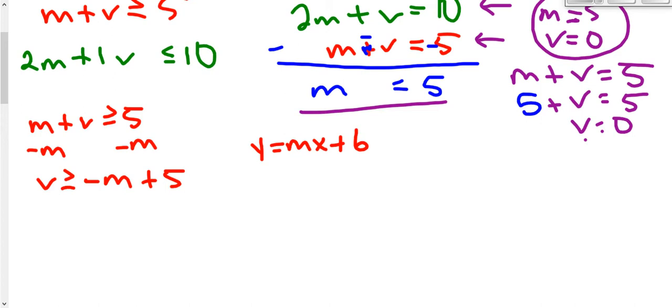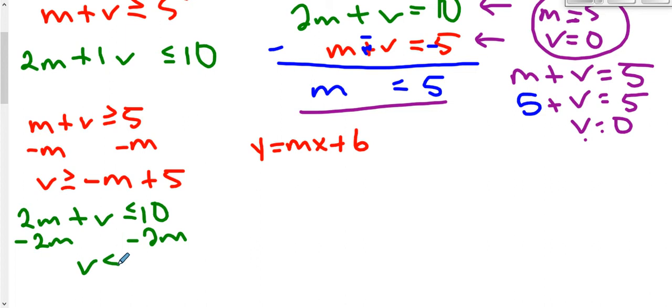I'm going to do the same thing for my other equation. 2m plus v is less than or equal to 10. I'm going to get v alone, so I'm going to subtract 2m from both sides. Again, that won't change the direction of my inequality, so v is less than or equal to negative 2m plus 10. So now I have these two equations.